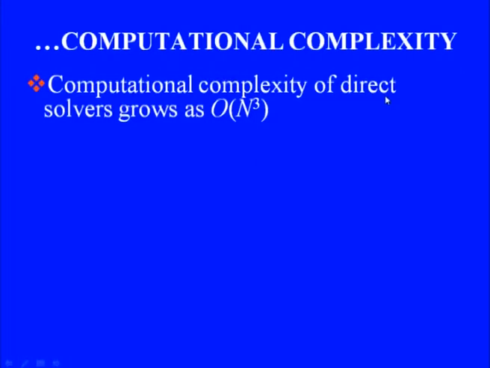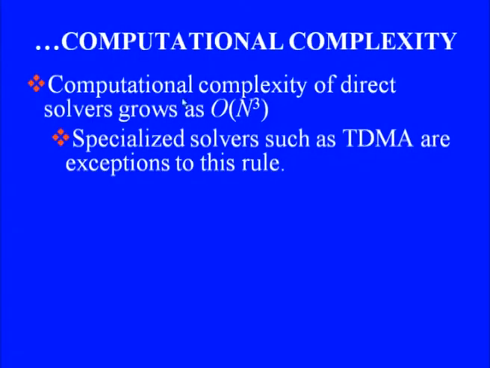In general, the computational complexity of direct solvers, for example Gaussian elimination or LU decomposition, grows as order n cube. There is one exception to this: the specialized solvers such as TDMA and cyclic reduction, which are applicable to very special matrices. So when we say the computational complexity of direct solvers is of the order O(n cube), we are talking about general systems, not specialized solvers such as TDMA.